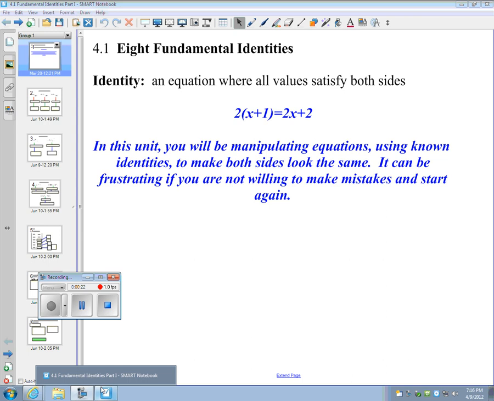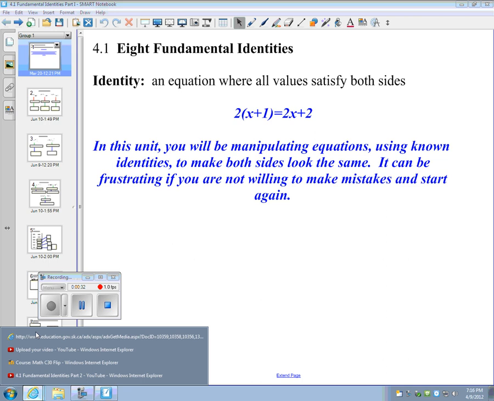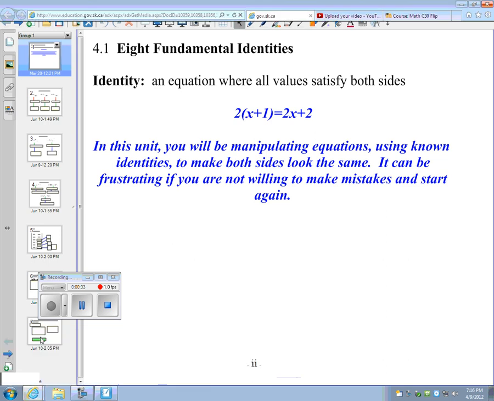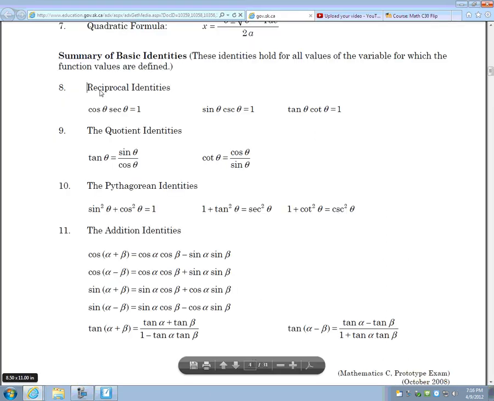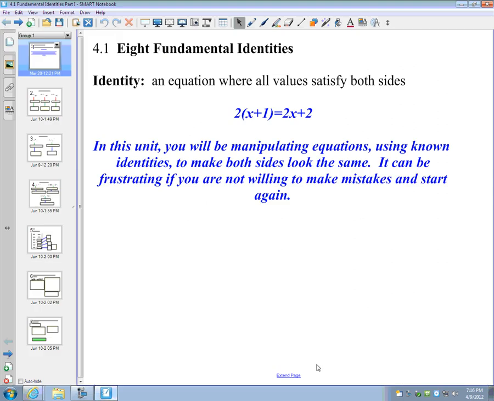In this unit, you're going to be manipulating equations using known identities to make both sides look the same. It can be frustrating if you are not willing to make mistakes and to start again. So a good thing to have in front of you would be your formula sheet, and we're looking at the identities found at number 8, 9, and 10. And I'm going to show you where these identities came from, and then we're going to go through how we use them.